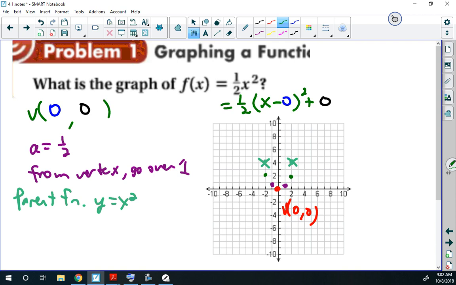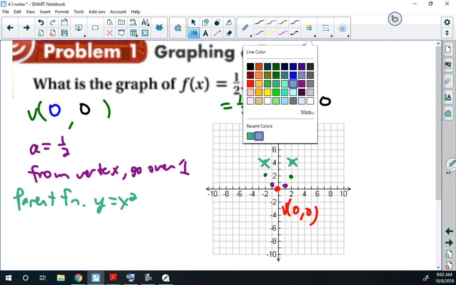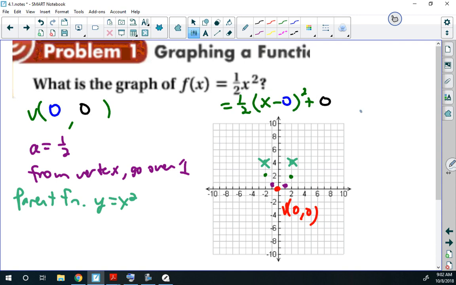Okay. Similar idea with the parent function. If we went over 3, we'd be going up 9, but we're not going to go up that high. We're only going to go up half that much. So we got to ask ourselves, what's half of 9? Half of 9? 4 and 4.5? Okay. So when we go over 3, we're going to go up 4.5.